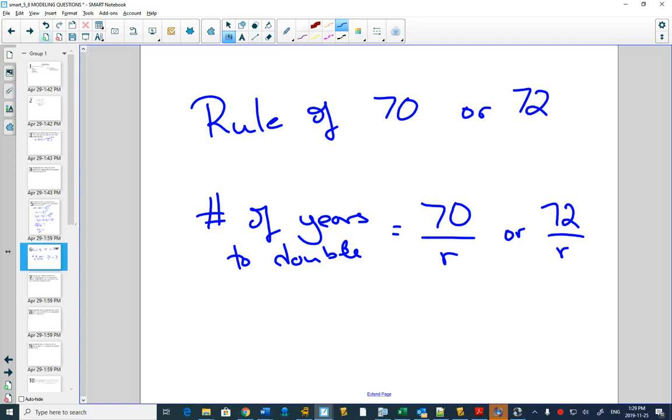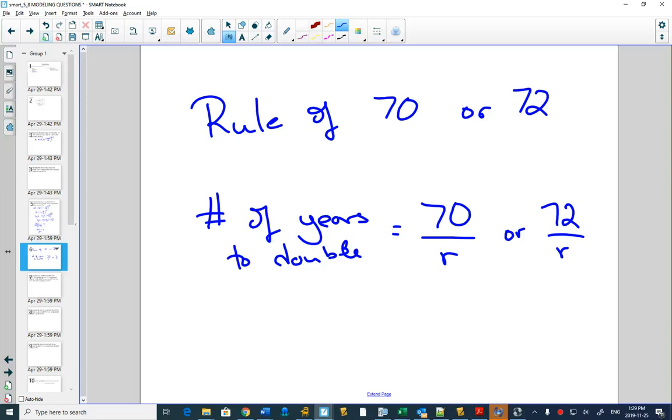So if you got 8% interest, what's 72 divided by 8? 9. So 8% would take about 9 years to double. Okay, if you got 6%, 72 divides nicer by 6, it's 12. So if you got 6%, it would take 12 years to double.